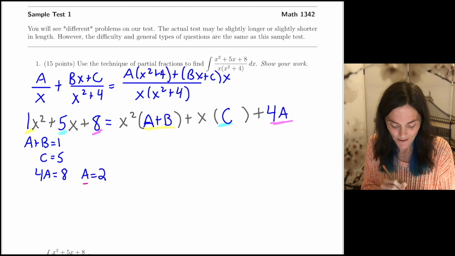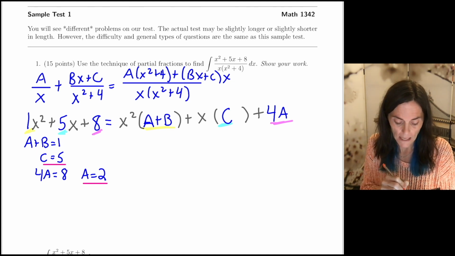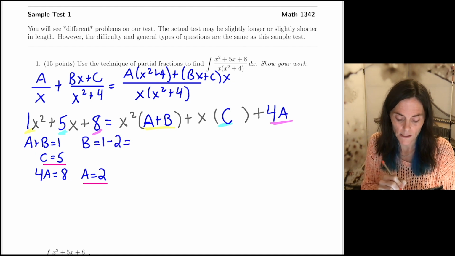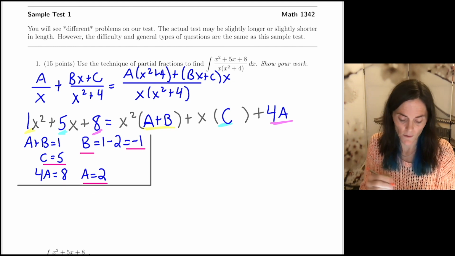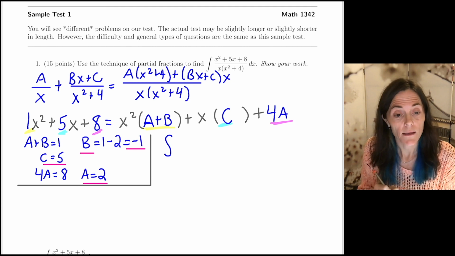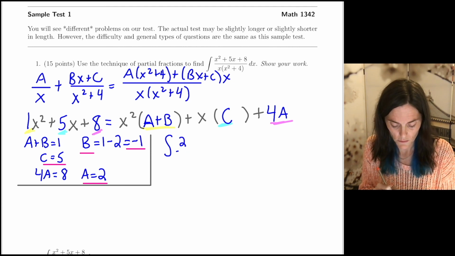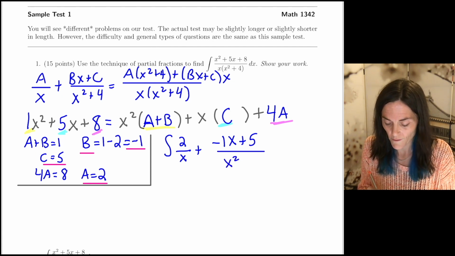We have A as 2. We've already solved C as 5. And so now I can just solve for B. B would be 1 minus A, which is -1. B is -1. Now I am ready to write down my integral. This is A is 2. And then I have Bx plus C over this part, x squared plus 4.